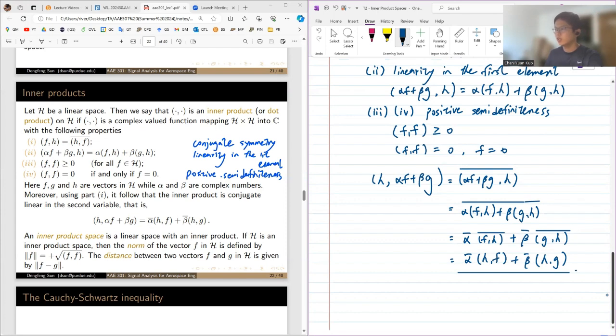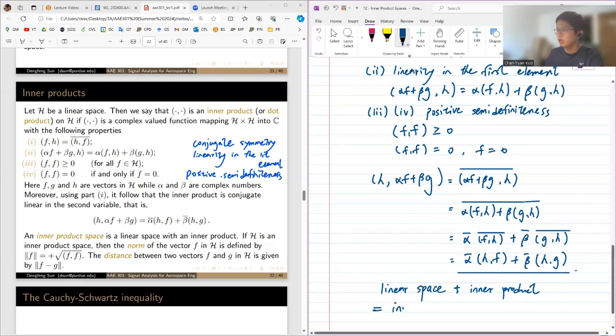So now that we have talked about the inner product, we are going to talk about what an inner product space is. So an inner product space is essentially two things. First, we will need to have a linear space, and we define an inner product for this linear space. Then the result we get will be an inner product space.